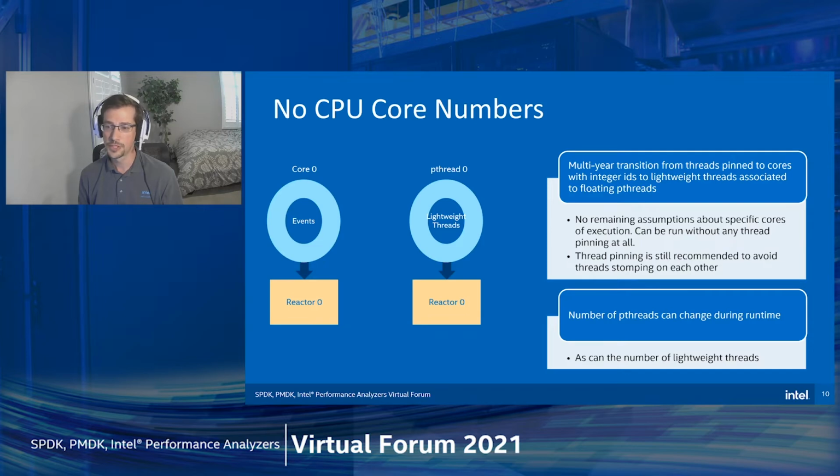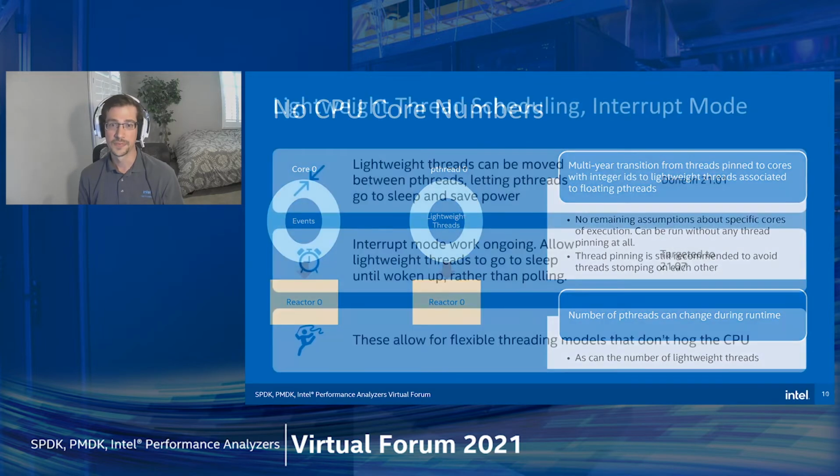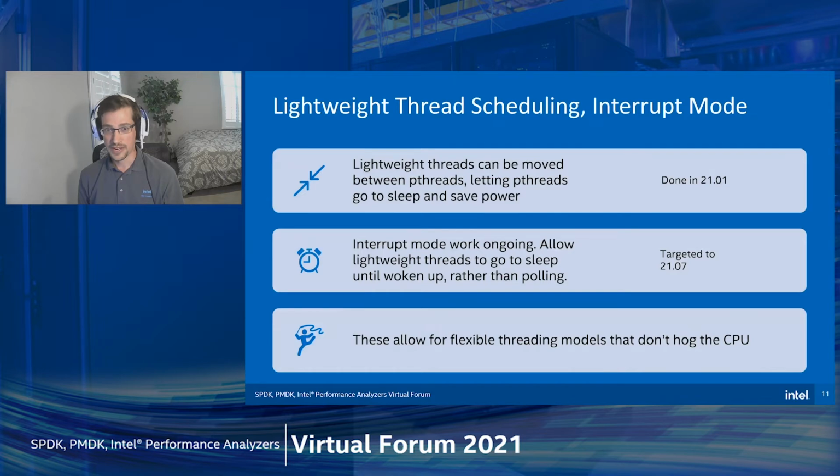So in the version of SPDK today, at least the LTS release, the lightweight threads are assigned to the P threads as they're created, round robin, to try to get them distributed. But there are additional things coming or in the latest release to make that even more flexible, which I'll talk about now. So the lightweight threads can now be moved at runtime, not just as they're created, between the P threads.